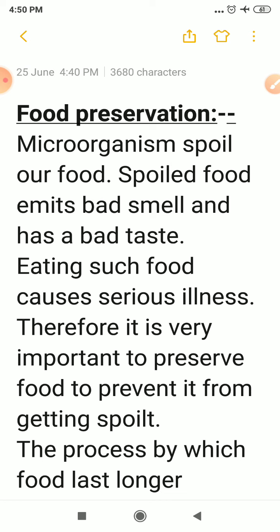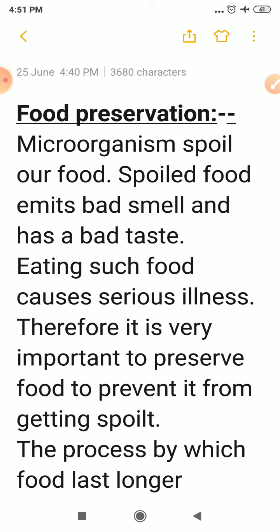In your house, whenever cooked food, especially cooked food, is kept for a longer duration, it gets spoiled. Why does it get spoiled? Due to microorganisms. Microorganisms spoil our food. Spoiled food emits a bad smell and has a bad taste also. If we eat such food, we become ill, we can become sick.